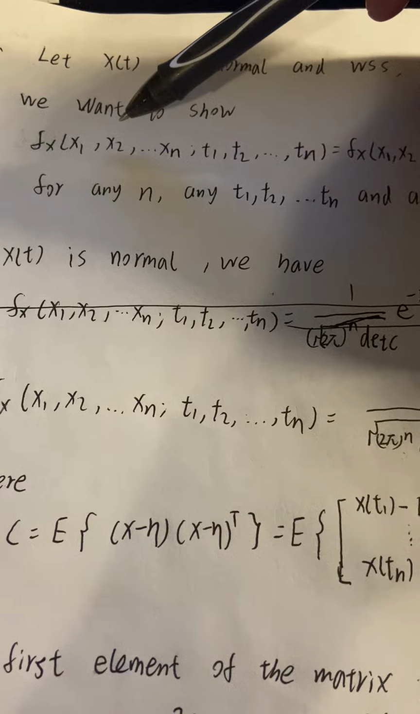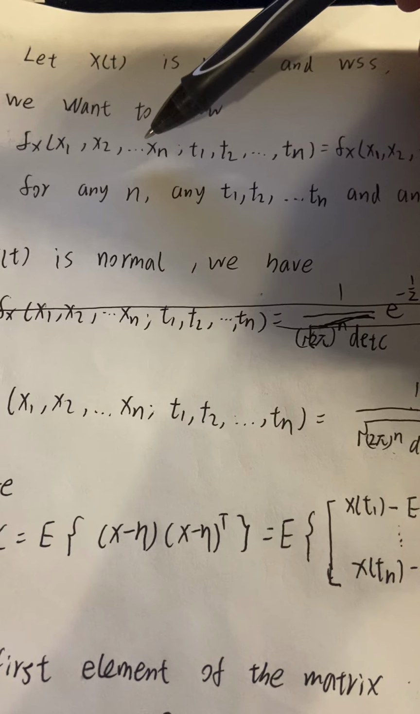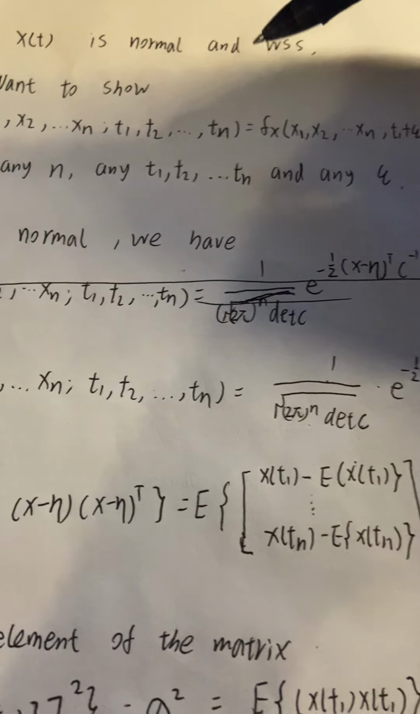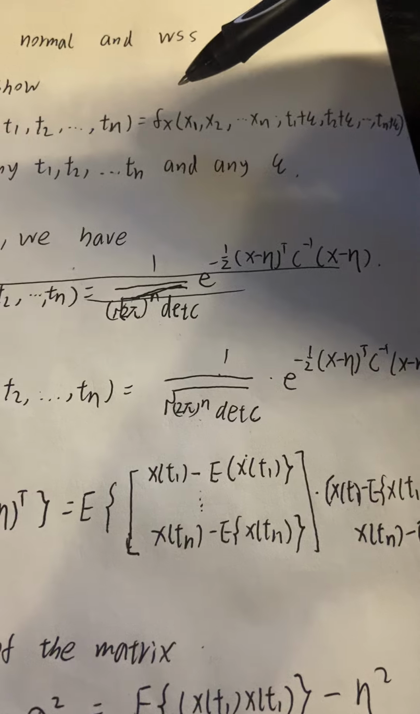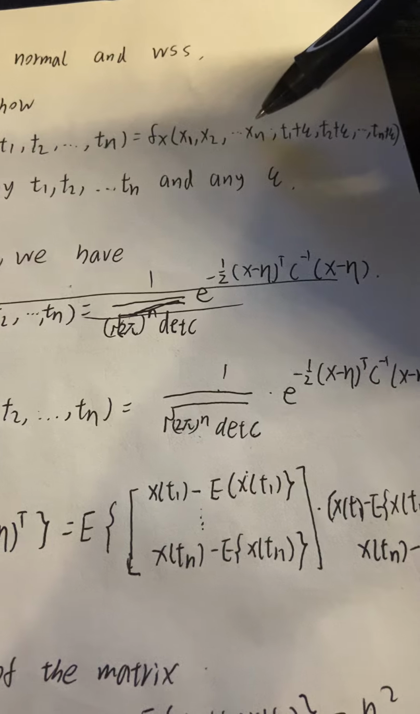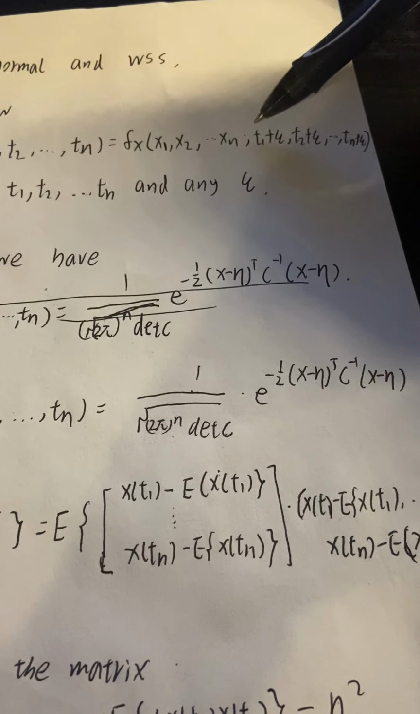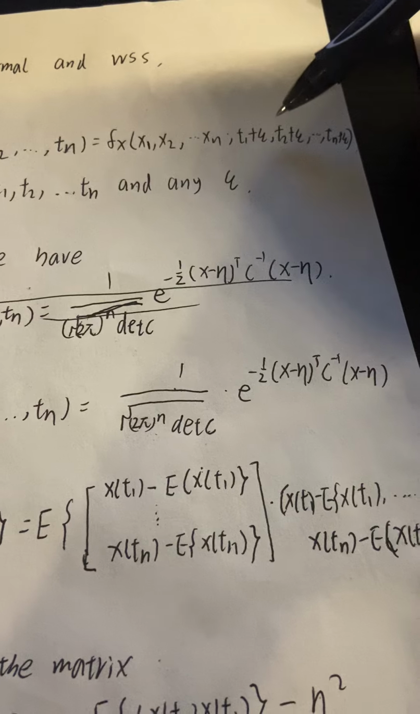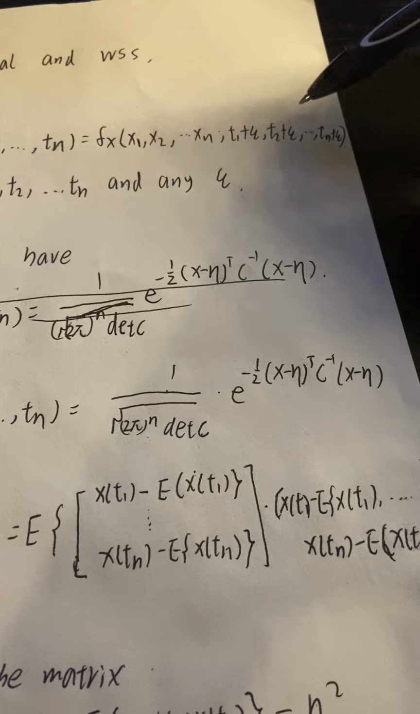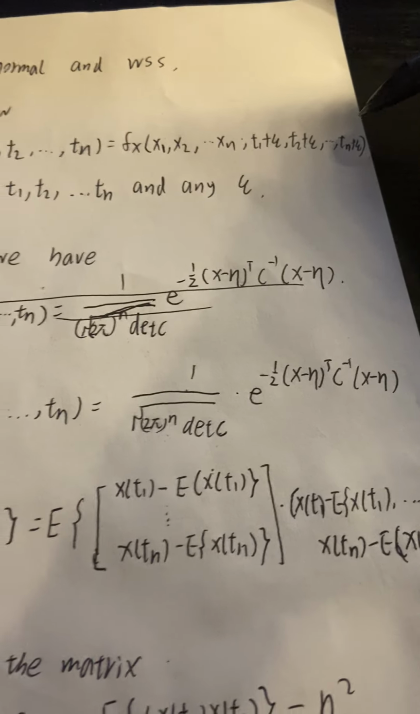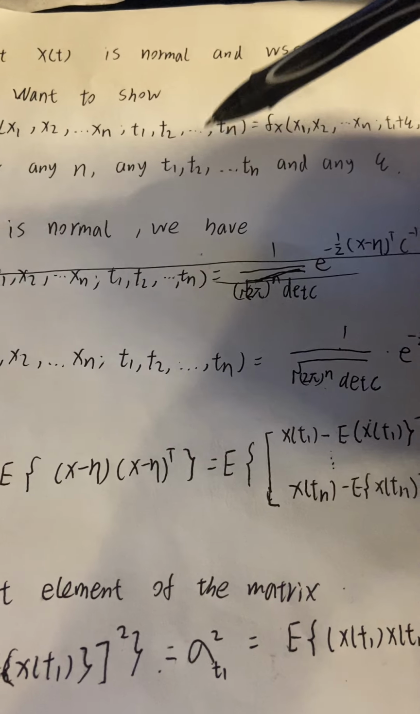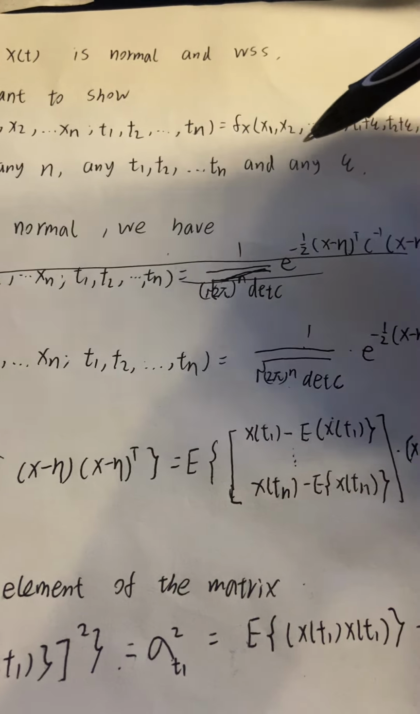f_X of x1, x2, and so on up to xn, t1, t2, and so on up to tn is equal to f_X of x1, x2, and so on up to xn, t1 plus epsilon, t2 plus epsilon, and so on up to tn plus epsilon, for any n, any t1, t2, and so on up to tn, and any epsilon.